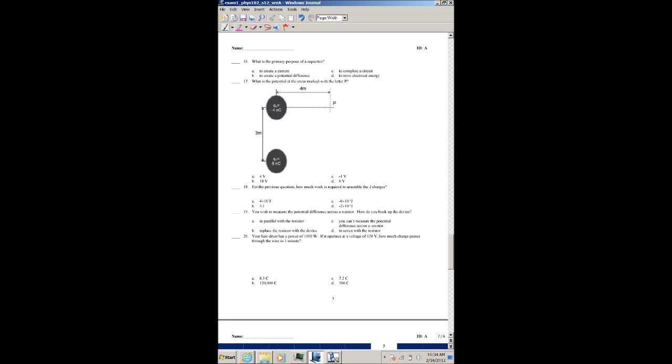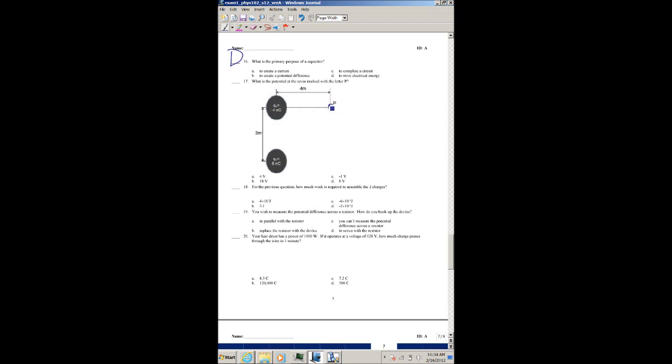What is the primary purpose of a capacitor? The primary purpose of a capacitor is to store electrical energy. It's not to create a current. A capacitor doesn't create current. It's not to create a potential difference either. It can do that in special cases, but that's not its primary purpose. It doesn't complete a circuit at all because the two plates don't touch, and the purpose is to store electrical energy.